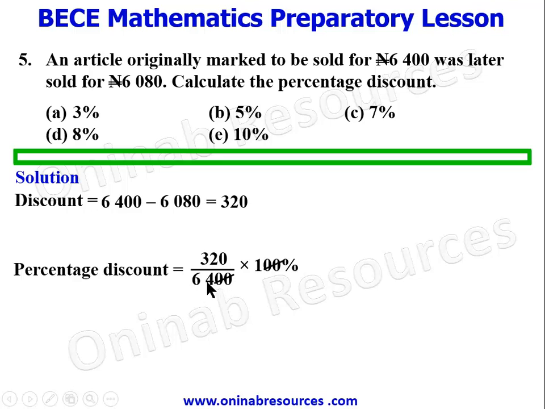32 can go into 64 to give us 2, and 320 divided by 32 gives 10, and 2 goes here, 2 goes into 10 gives 5. So we have our answer as 5%, and that corresponds to option B. So that is the end of solution to problem 5.